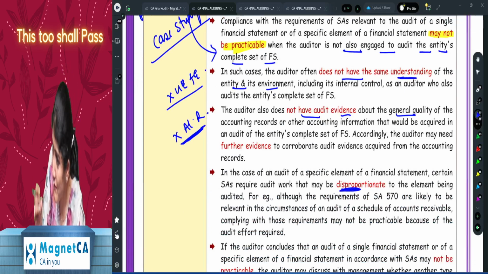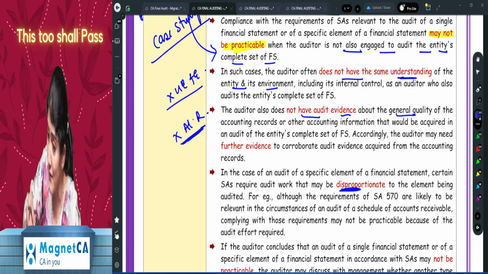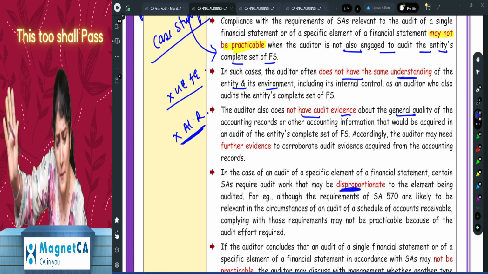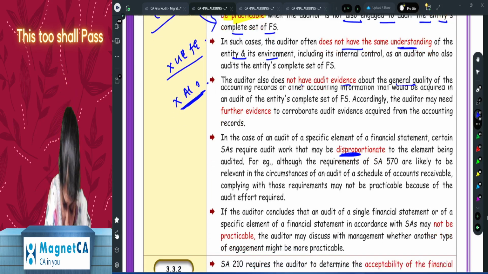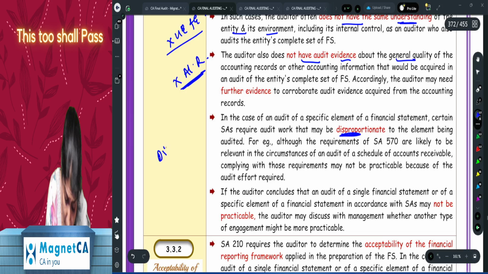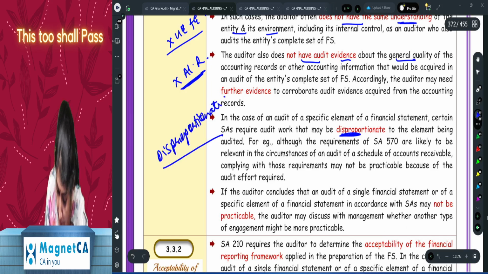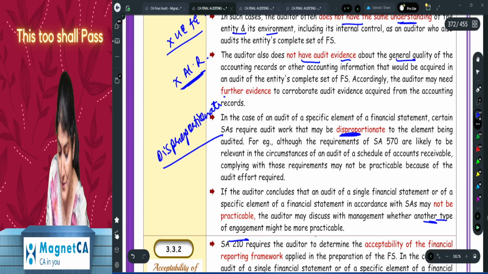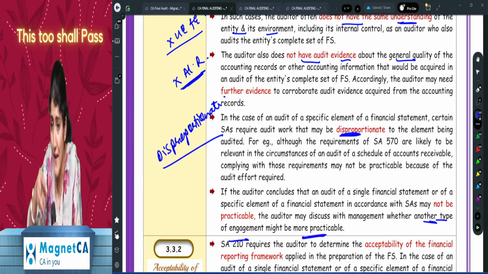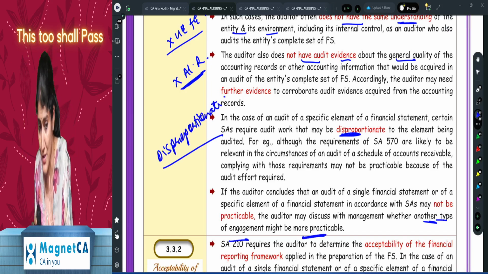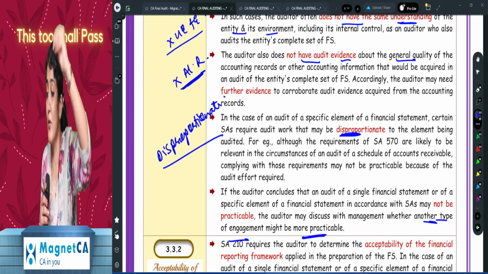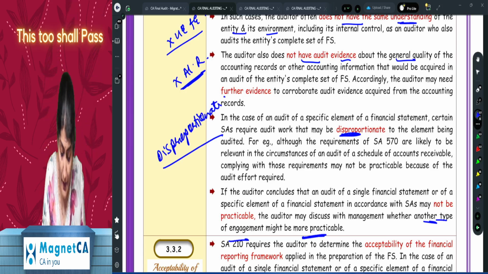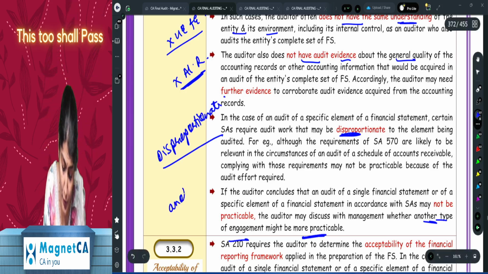Like just to give the opinion on debtors, are they true and fair? It says disproportionate audit work may be required. And if the CA so thinks that it may lead to the disproportionate audit work, he may request the client to appoint him for another type of engagement. Yes, which might be more practicable. So you can tell client, at least appoint me for single financial statement or entire financial statements, or tell PwC only to do the engagement, right? So another type of engagement which would be more practicable, right?